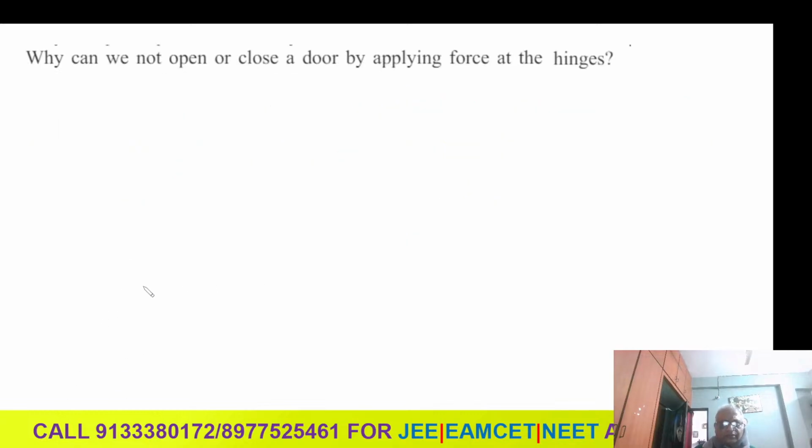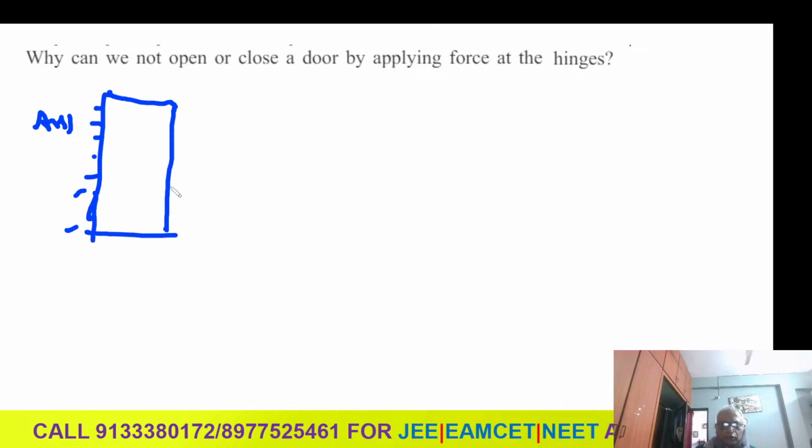Next question: we cannot open or close a door by applying a force at the hinges. In your house, you see a door. This is the hinge, which is fixed here. This is the door, and you can apply force anywhere. This is called the hinge. If force is applied at the hinge, there is no perpendicular distance, right? This hinge is called the axis of rotation.